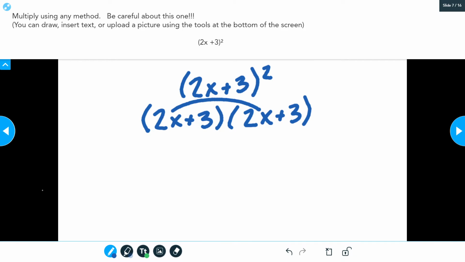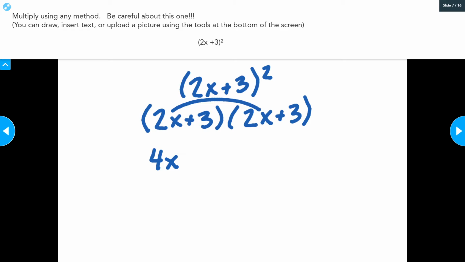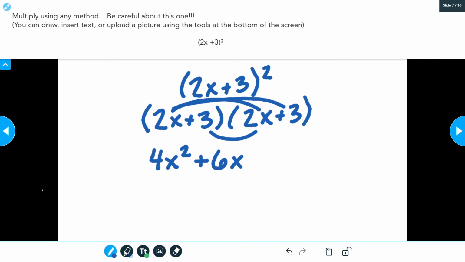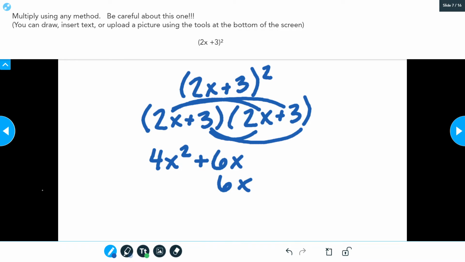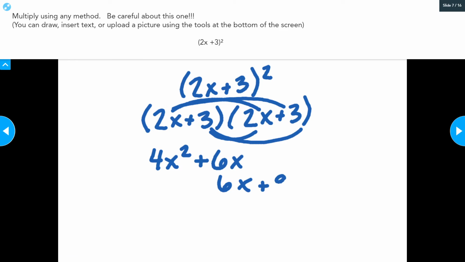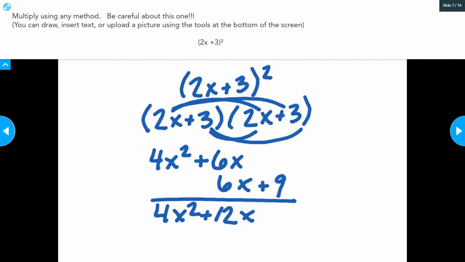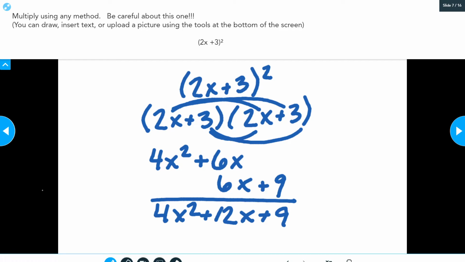So I have 2x times 2x is 4x squared. 2x times 3 is 6x. 3 times 2x is 6x. And 3 times 3 is 9. And here, now I'm just going to add down, so 4x squared plus 12x plus 9.